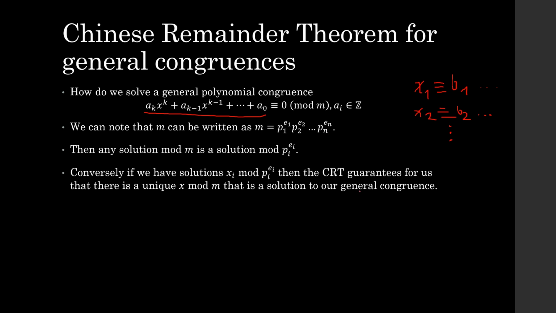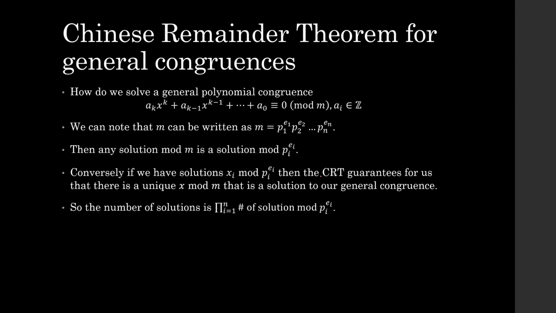And so the Chinese remainder theorem guarantees a unique solution mod the product of all these moduli, but the product of all these moduli is exactly m, because we've particularly picked them so that they're the prime factorization of m. So that means we can get a unique x mod m that is going to be our solution to our general congruence. Now, of course, we might actually get multiple solutions mod p_i to the e_i.